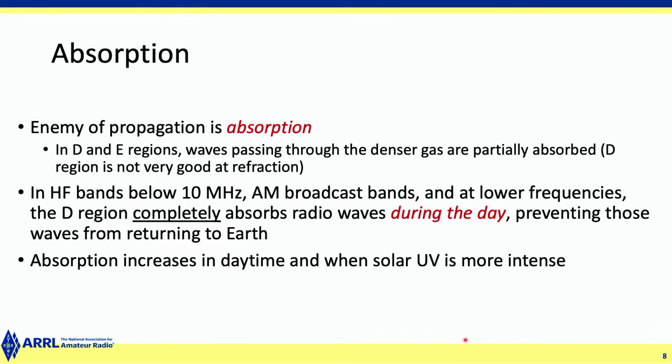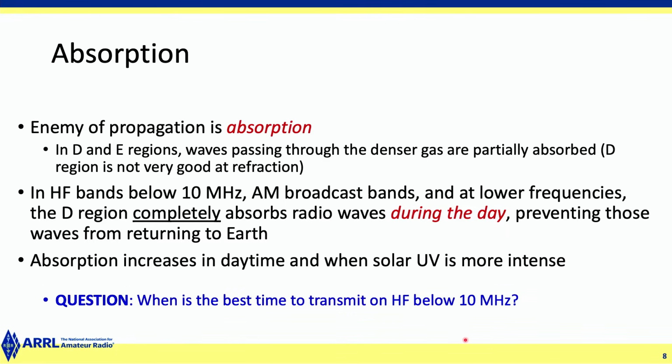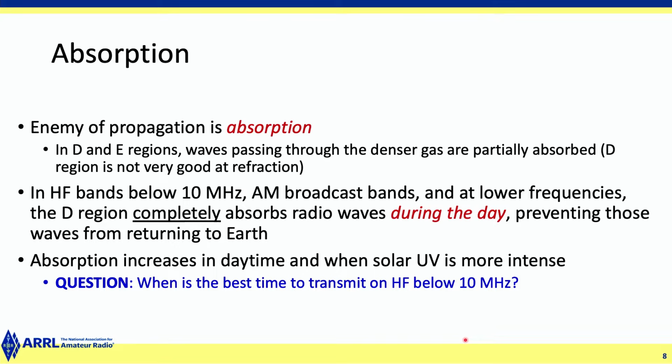The absorption increases in the daytime when the solar UV is more intense. So what is the best time to transmit on HF below 10 megahertz? Well, it's going to be at night, right? Makes sense. That's why we tend to use 40, 80, and 160 meters at night.